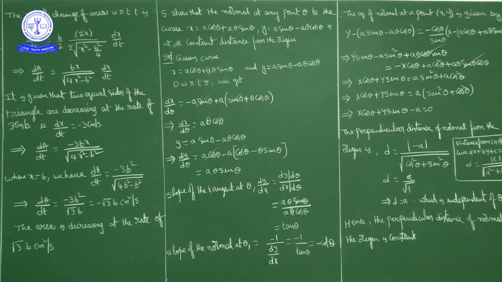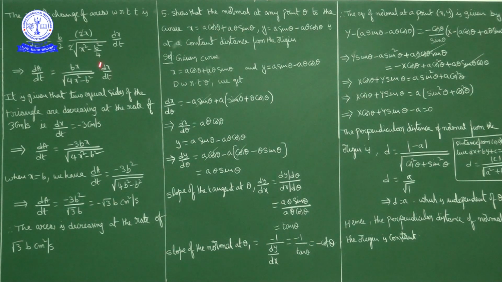Now, given in the question, two equal sides of the triangle are decreasing at the rate of 3 cm per second. The equal side length is x, and it is changing with respect to time at minus 3 centimeter per second. Decreasing means negative, increasing means positive. So dx by dt is equal to minus 3 centimeter per second.